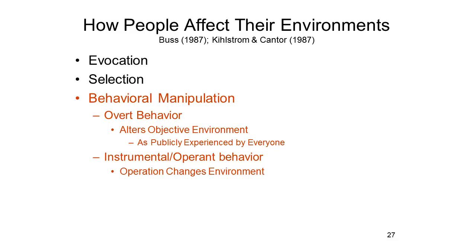In behavioral manipulation, the person engages in overt, publicly observable behavior that alters the environment, and alters it objectively, publicly, for everyone who's also in that environment. In some respects, it seems almost superfluous to cite examples of behavioral manipulation of the environment. As I indicated earlier, every act of instrumental or operant behavior changes the organism's environment in some way. The rat who presses the key in an operant chamber changes the environment from one that doesn't contain food into one that does. But let's look at a couple of experiments anyway.